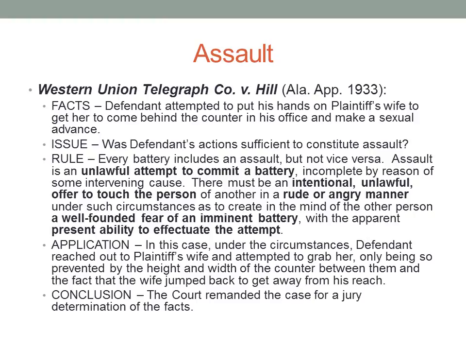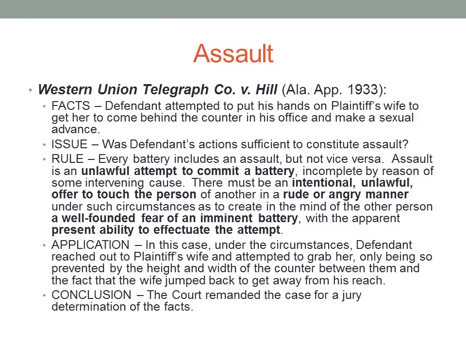So it's a lot of rule there, a lot of highlighted words, but essentially in this case, defendant reached out to the woman, tried to grab her. There's testimony that the counter between the two of them was very wide and very high, so he couldn't actually reach over the counter. He could reach just to the other side of the counter. So that prevented him from touching her, and she also jumped out of the way when he attempted to touch her.